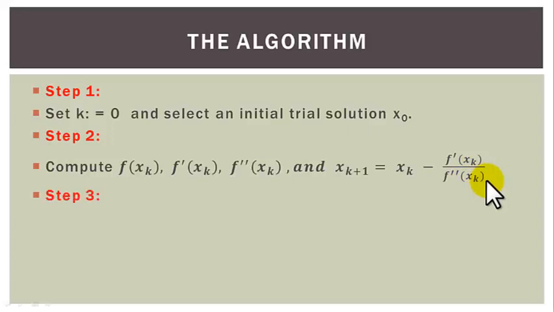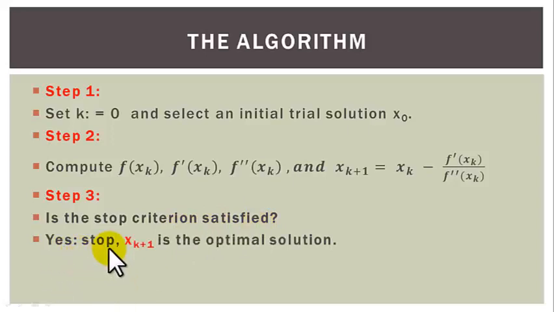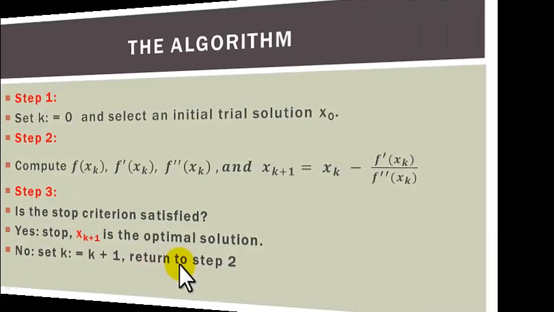Step 3. Is the stop criterion satisfied? If yes, stop, because xk plus 1 is the optimal solution. If no, set k equal to k plus 1 and return to step 2.